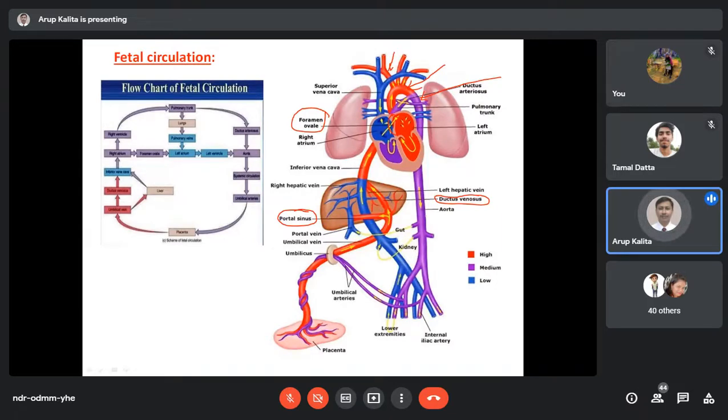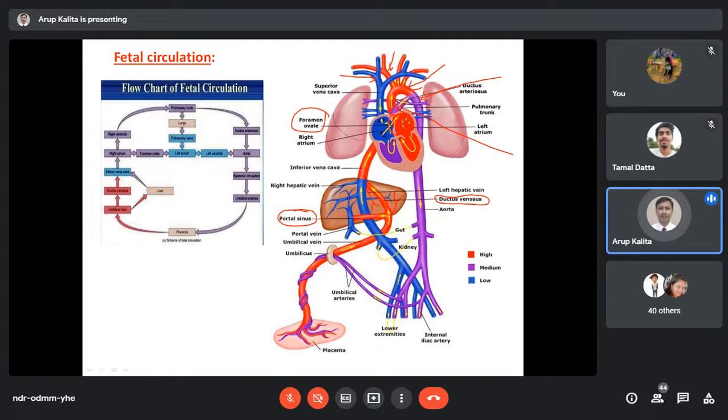This is one way. Now, the impure blood from the cranial part of the body, that is from the head, neck, thorax, and forelimb, will come by this anterior vena cava. It will pour into the right atrium. From the right atrium, it will go to the right ventricle. From the right ventricle, it will go to the pulmonary trunk, and pulmonary trunk directly connects to the descending aorta.